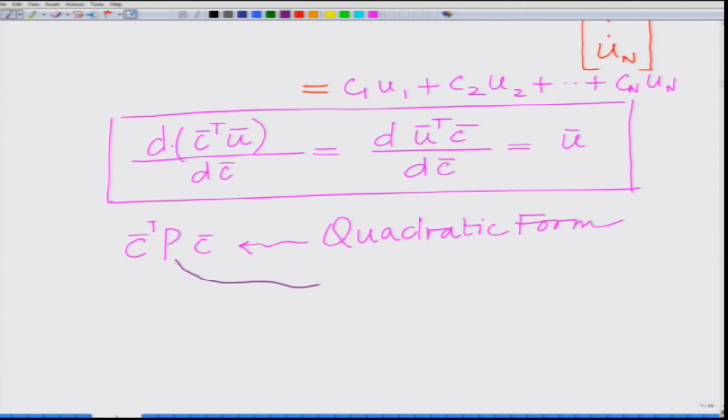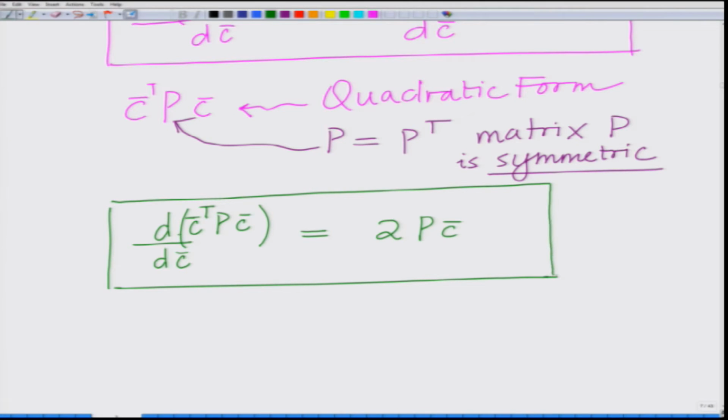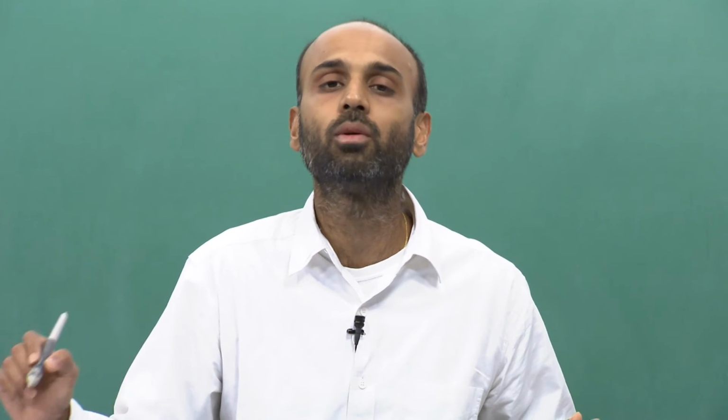Further, we are considering a scenario where this matrix P is symmetric, that is P is equal to P transpose, and it can be shown that in this scenario the derivative of C bar transpose P C bar with respect to C bar is equal to twice P C bar. We will not show this explicitly here, but the derivative of this quadratic form is twice the matrix P into C bar, where P is a symmetric matrix.